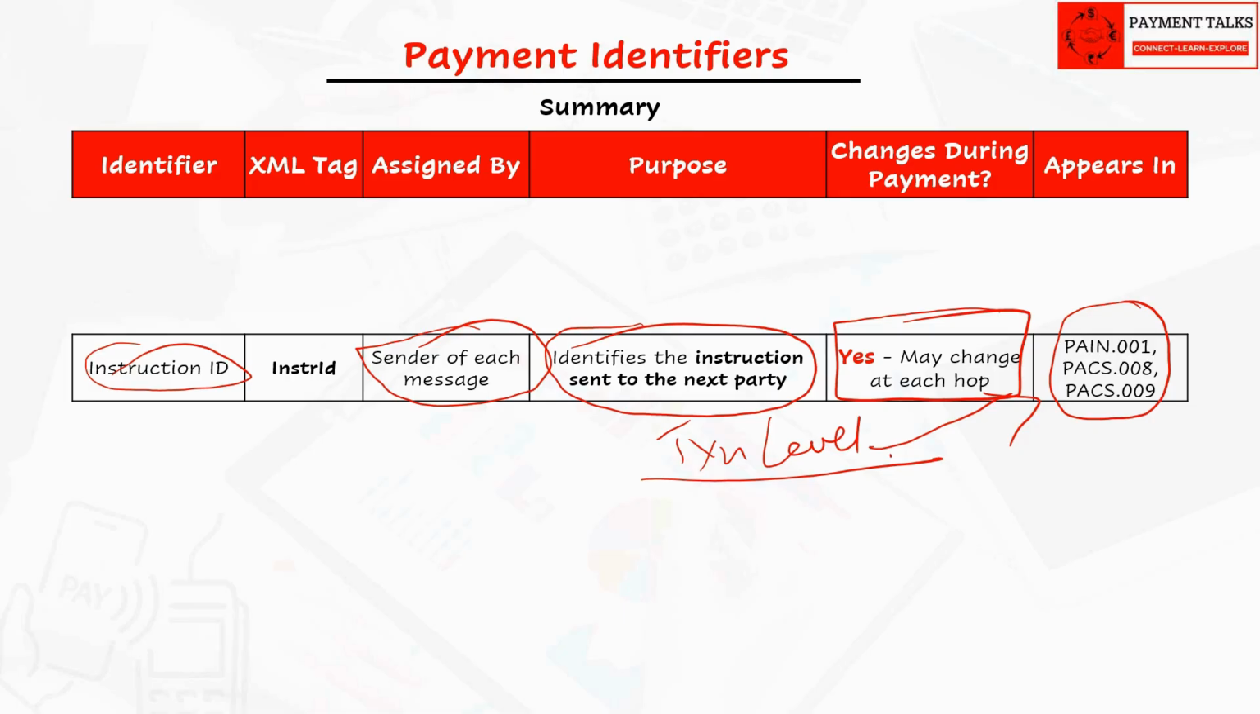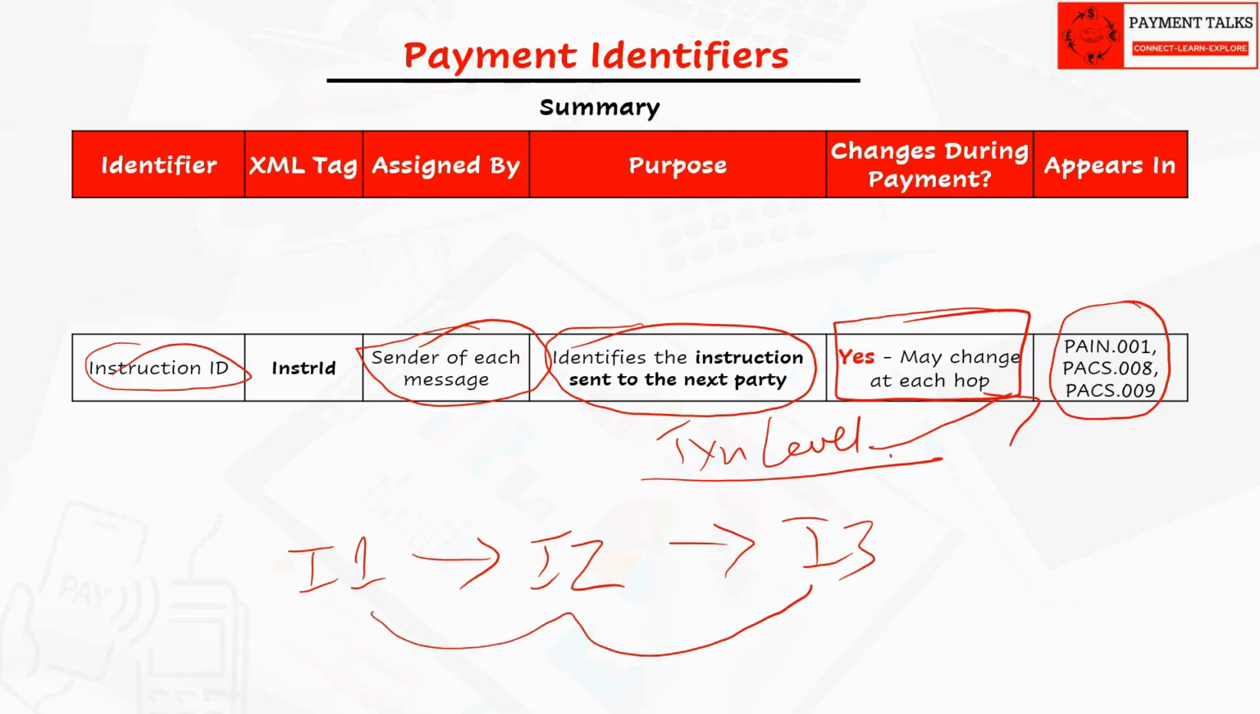Example: ABC Manufacturing sends a PAIN.001 to Barclays with instruction ID equal to I1 for a payment to a US supplier. Barclays forwards it to Citi as a PACS.008 with instruction ID I2, Barclays' own instruction to Citi. Citi then sends it to the creditor bank with instruction ID I3. The value changes at every step. Each bank's instruction to the next party is distinct.